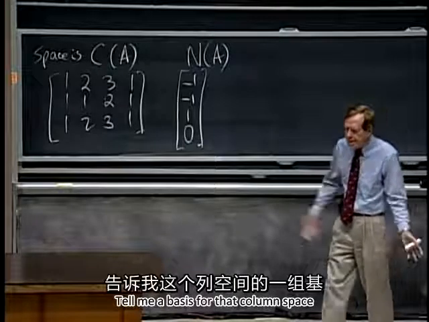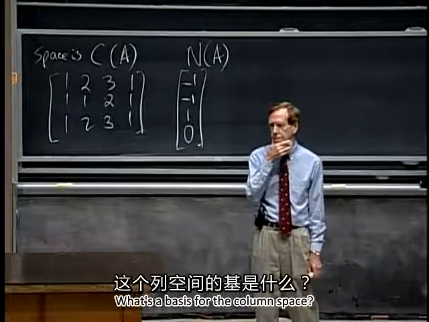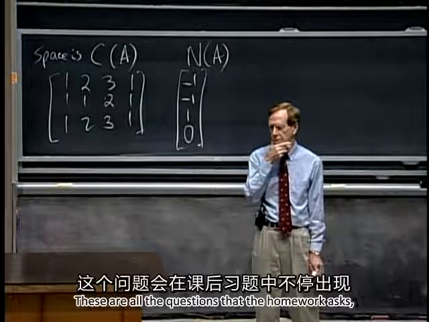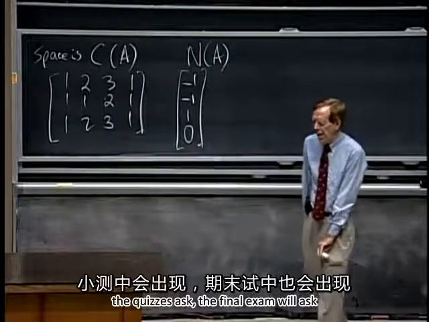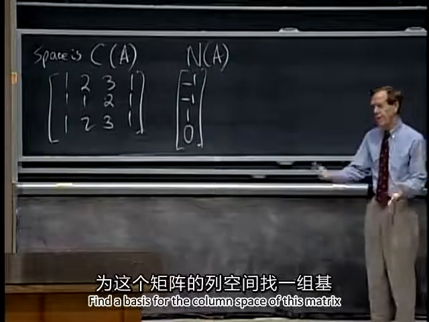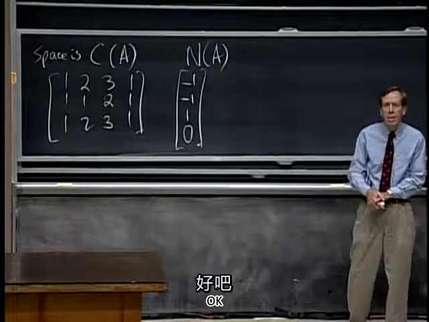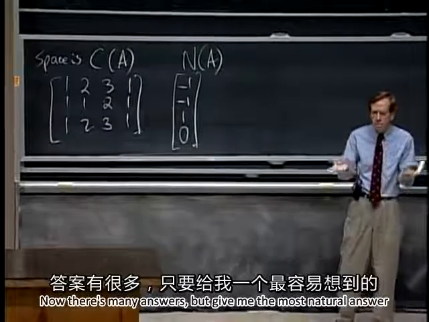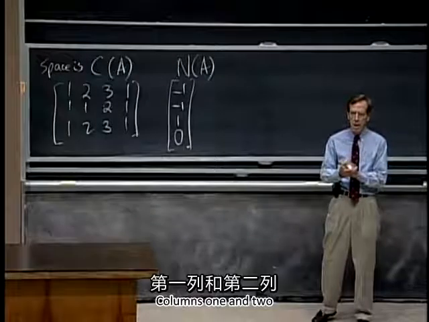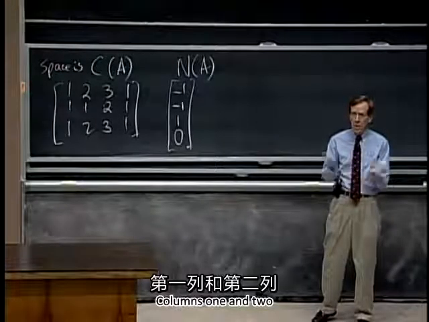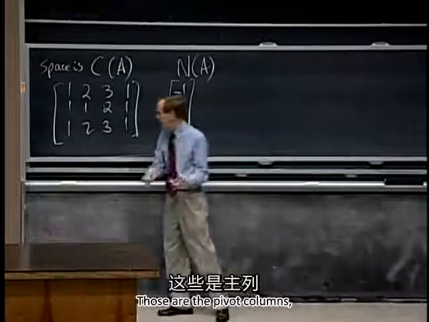Tell me a basis for that column space. What's a basis for the column space? These are all the questions that the homework asks, the quizzes ask, the final exam will ask. Find a basis for the column space of this matrix. Now there are many answers, but give me the most natural answer. Columns 1 and 2. That's the natural answer. Those are the pivot columns.